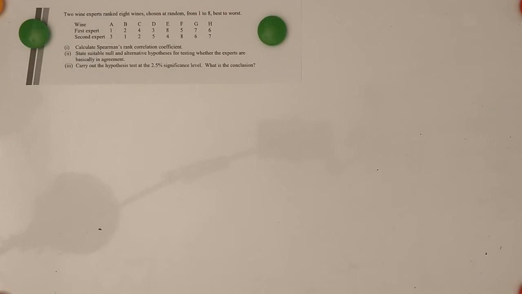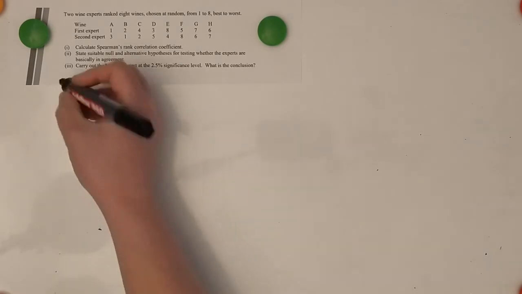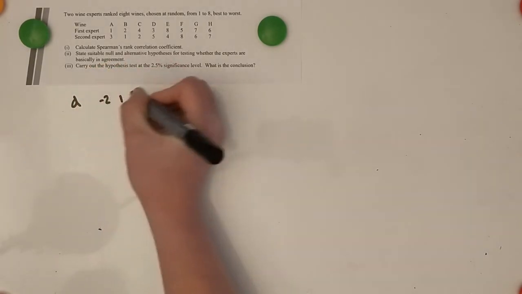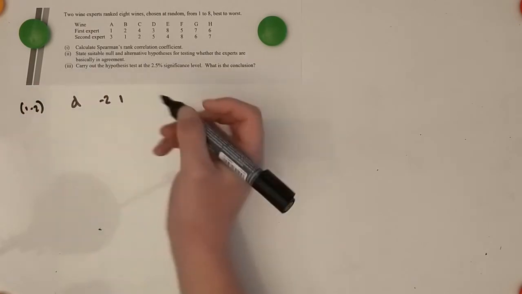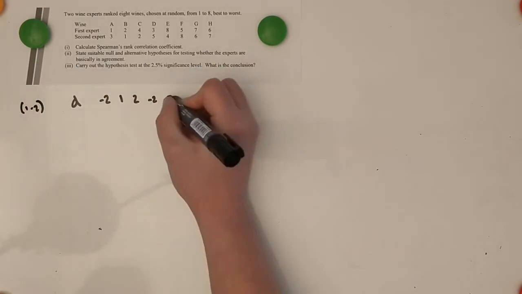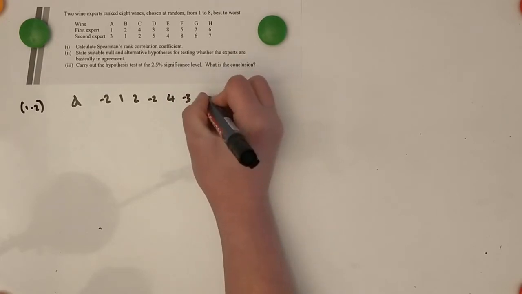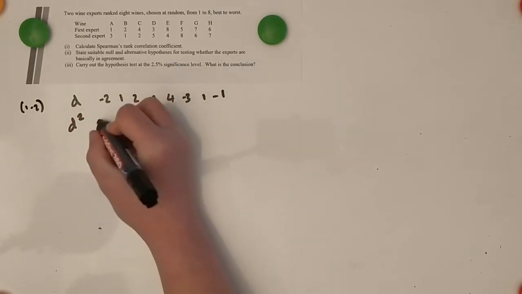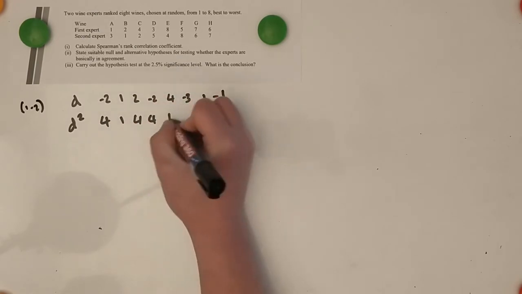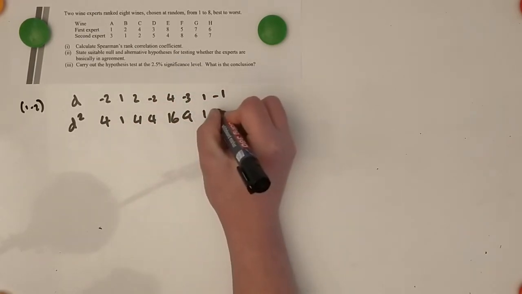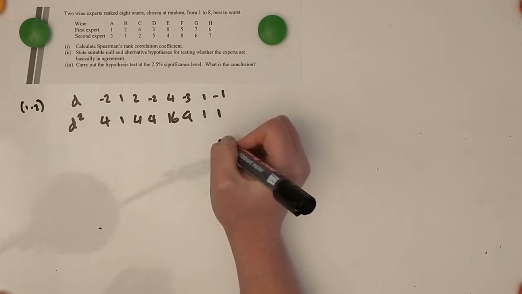So standard question: two wine experts, wine a favourite of my wife's, ranked 8 wines, chosen at random, from 1 to 8, best to worst. First, calculate Spearman's rank correlation coefficient. So the first thing I'm going to do is work out what d is. So d, I've got minus 2. Again, I'm doing 1 take away 2. 2 minus 2, 4 minus 3, 1 and minus 1. So d squared: 4, 1, 4, 4, 16, 9, 1, 1. Add them together and I get 40.